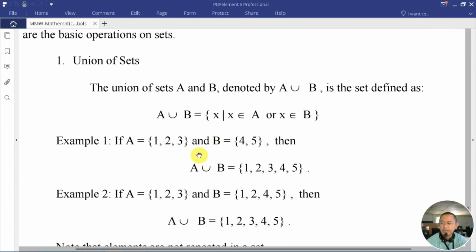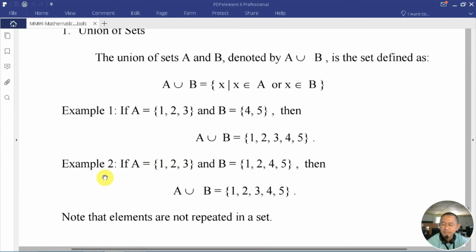For example, example number 1: if A is equal to the elements 1, 2, and 3, and B is equal to the elements 4 and 5. So the union just combines the two sets. Example number 2, with the same values: set A is 1, 2, 3 and set B is 1, 2, 4, 5.